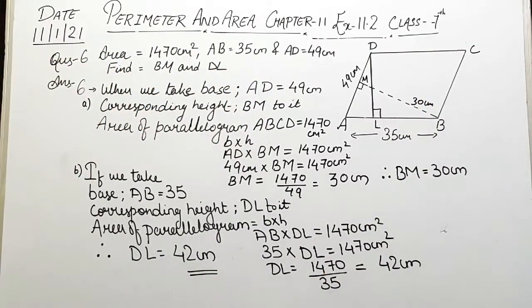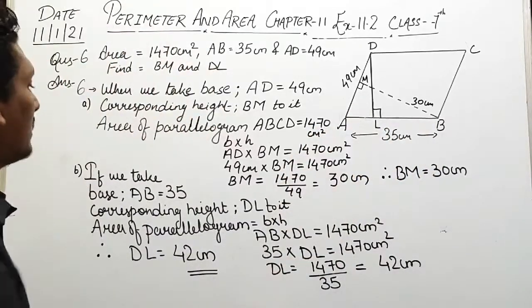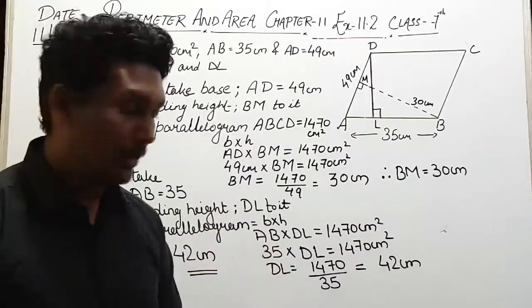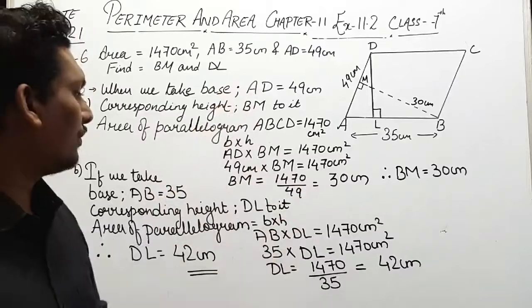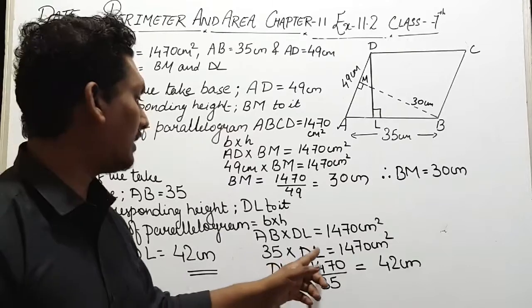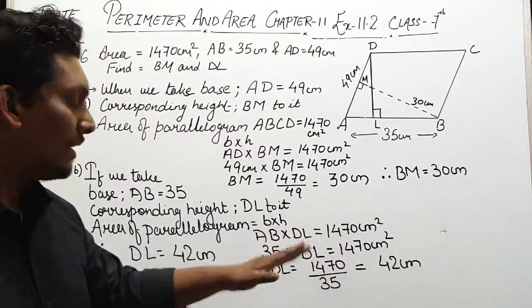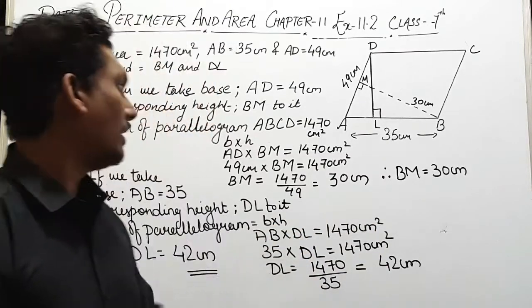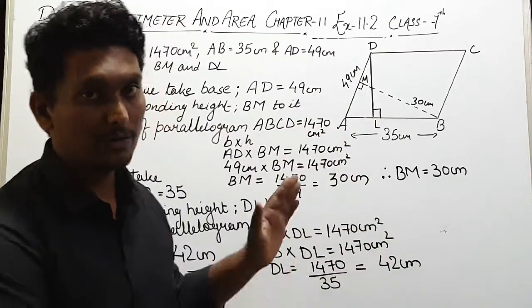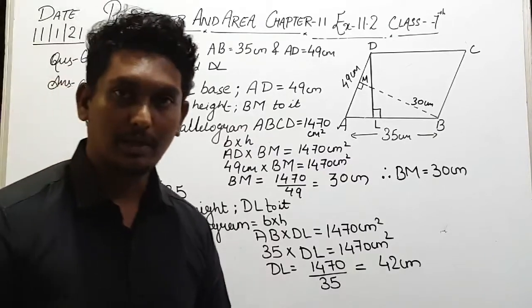Now come to the next part. If we take AB as a base, that is given 35 centimeter, and its corresponding height, that is DL, that we have to find out. So again we have to do the same thing. We are having area, so base into height. Base is given 35 centimeter. DL is the height. 1470 is the area. Just divide it, you will get 42 centimeter. In both the cases, especially in this question, we have to find the height. So here, DL, the height is 42 centimeter.